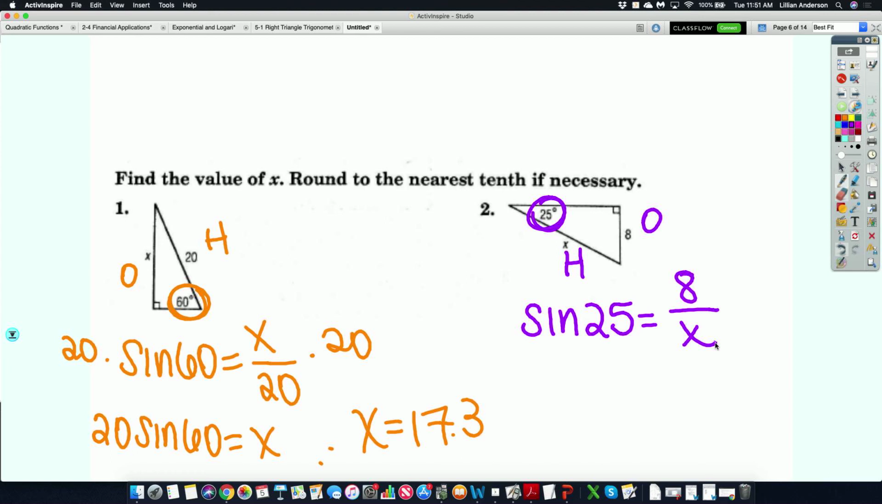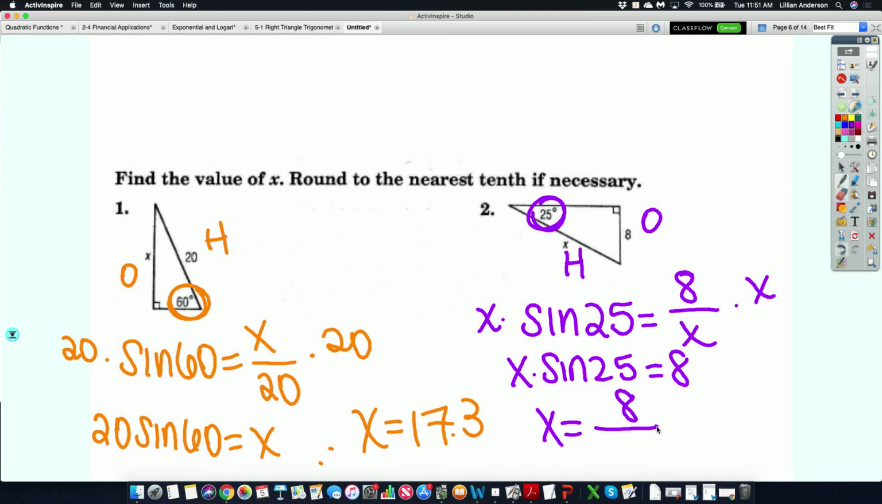To solve, get rid of that x value from the denominator by multiplying to both sides. Then you'll have x times the sine of 25 is equal to 8. To solve for x, you divide by the sine of 25. You can't just divide by 25. 25 is attached to that trig function. Do you notice the difference between what's in the orange and what's in the purple? When x is on the bottom, you're going to divide. When x is on the top, you're going to multiply.